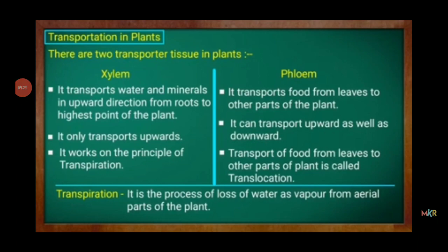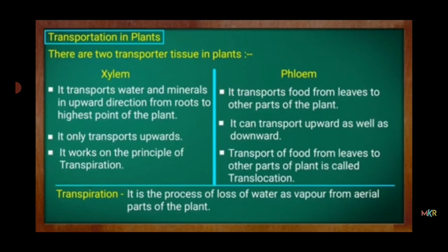Now, the transportation in plants. There are two transporter tissues in plants. First one is xylem, second one is phloem. Xylem transports water and minerals in an upward direction from roots to the highest point of the plant. Whereas the phloem transports the food from leaves to other parts of the plant.